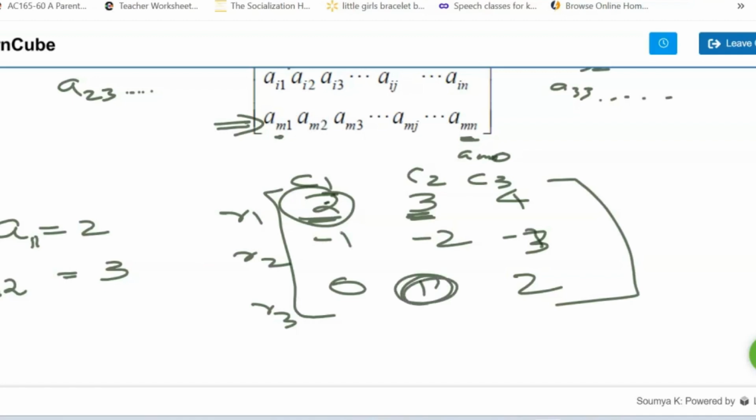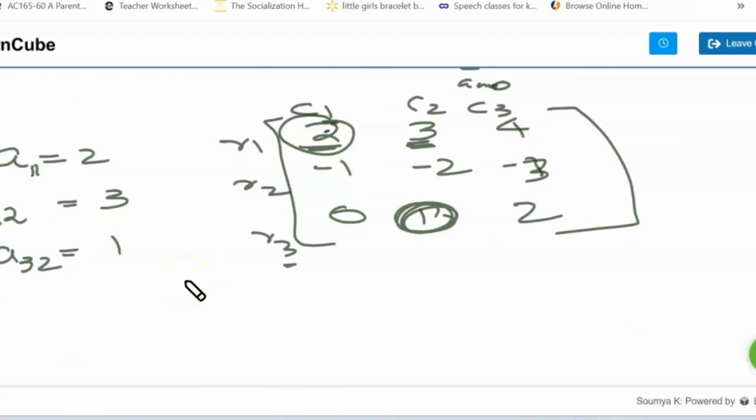Okay, if you want to represent this particular element, that is 1, it can be represented as A of 3 2. This is how you write each and every element of your matrix.